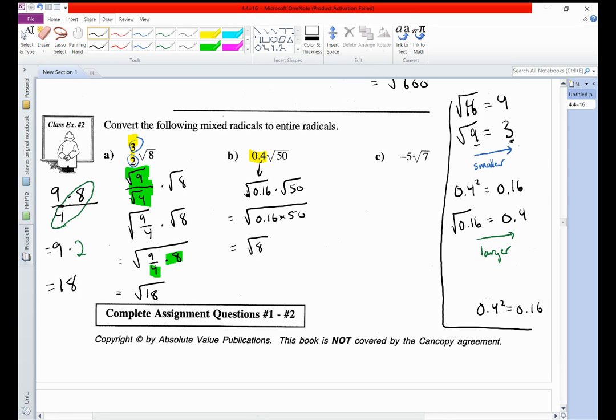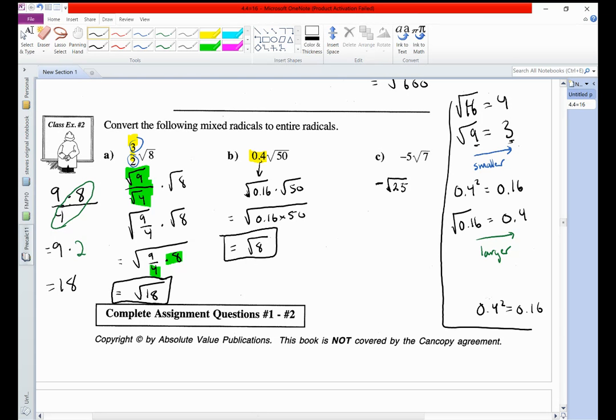I guess we should put our answers in squares. That's a good habit to be in. And then the last one is when we have a negative sign, we know that we can't take the square root of a negative number, but what you can do is deal with that separately. So it'll be negative the square root of 25, because 5 squared is 25.